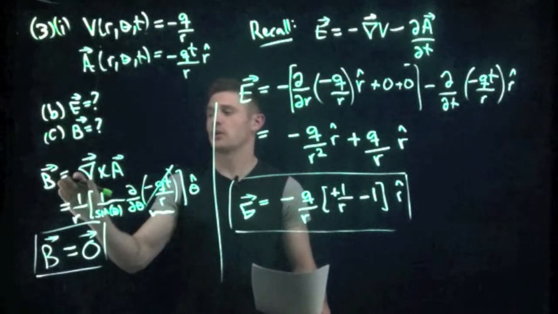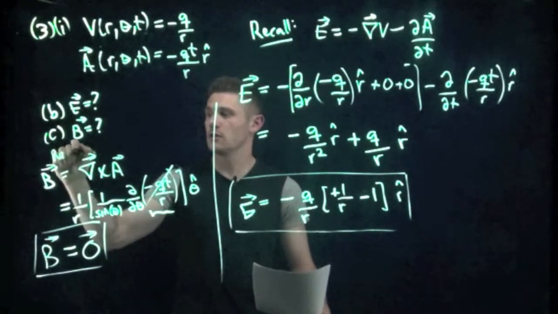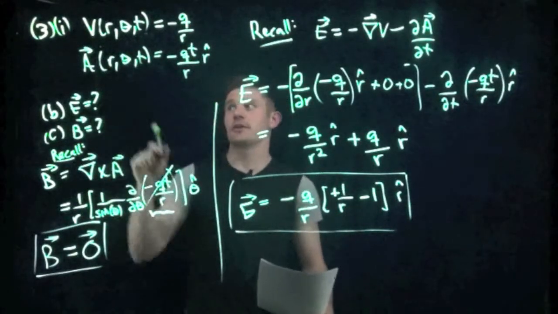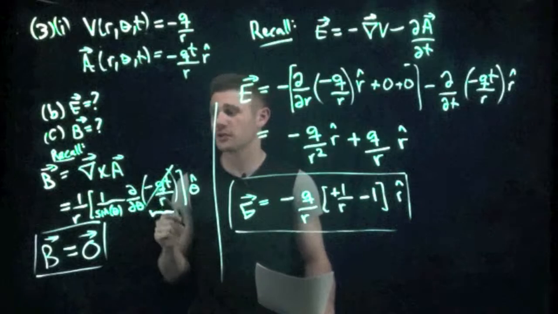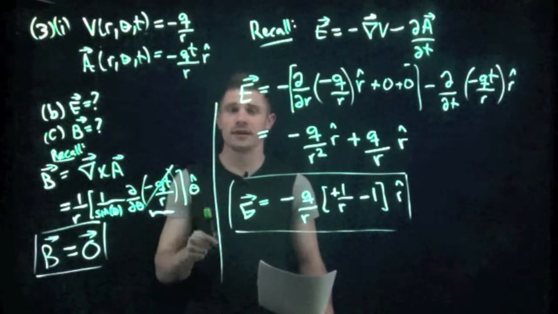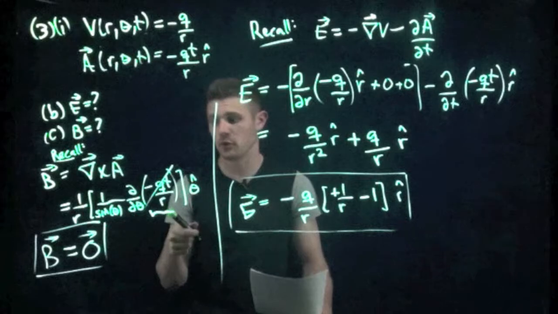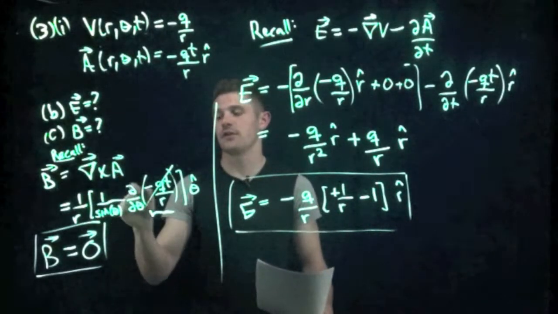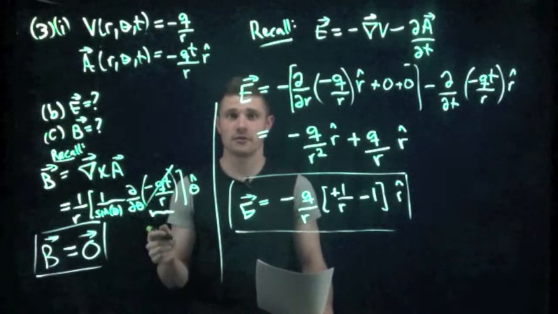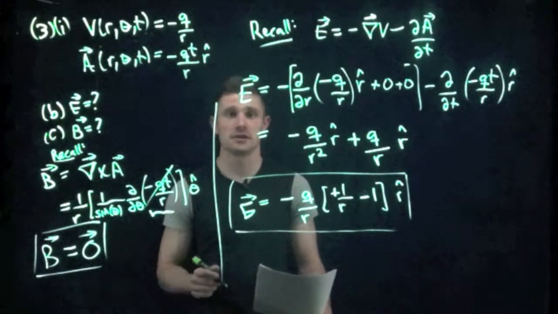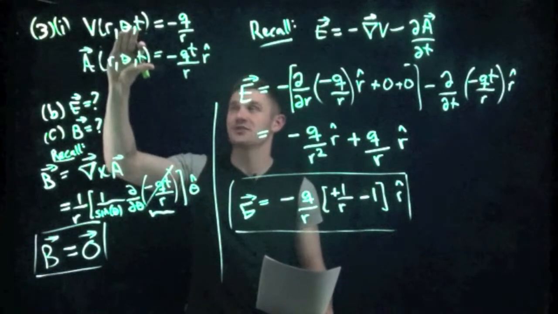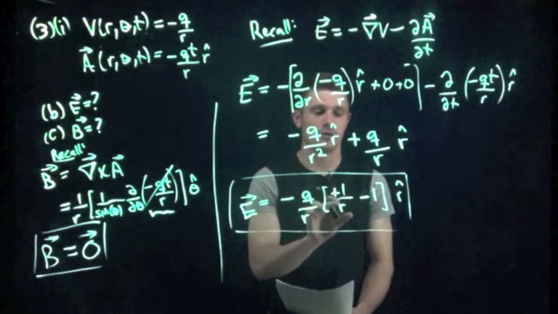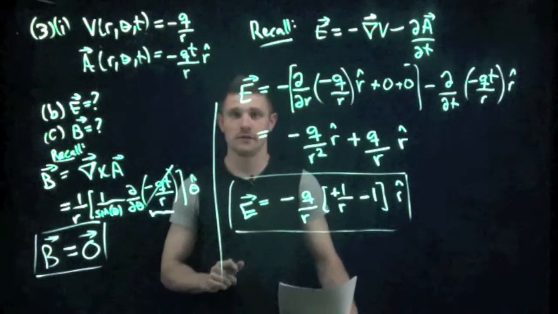So again, we just have to recall that the magnetic field is given by the curl of our vector potential A, and because our vector potential A is in spherical coordinates, we take this curl in spherical coordinates as well. You have to pick off that component from your formula sheet of the spherical coordinates curl formula, and then you find out that because there's no theta dependence here, this derivative will go to 0, and we're left with the magnetic field equal to 0. So for these two potentials, we see that the electric field is given by negative q over r, 1 over r minus 1 r hat, and the magnetic field is 0.